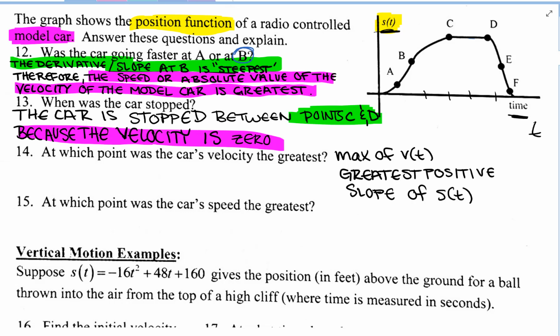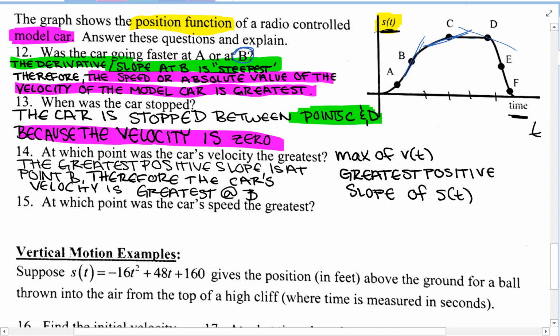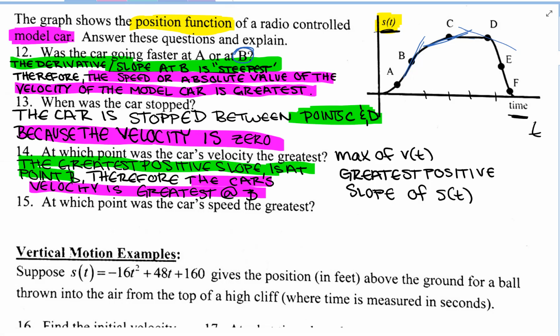I already know the slope of B is steeper than the slope of A, and because they're both positive, then the slope at B is greater. And then it becomes less at C, and then it starts to turn negative. So the greatest positive slope is at point B. Therefore, the car's velocity is greatest at B.